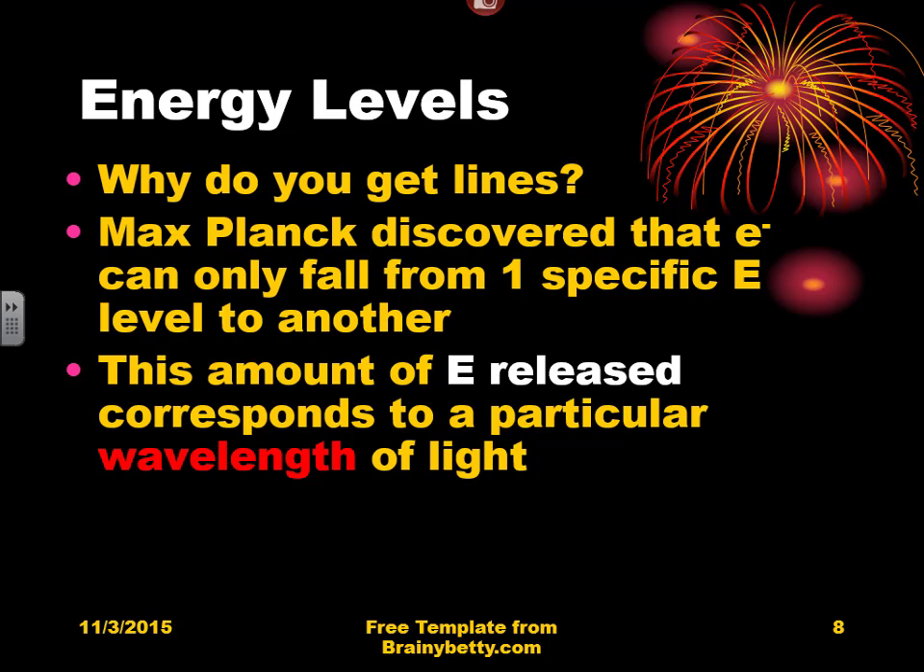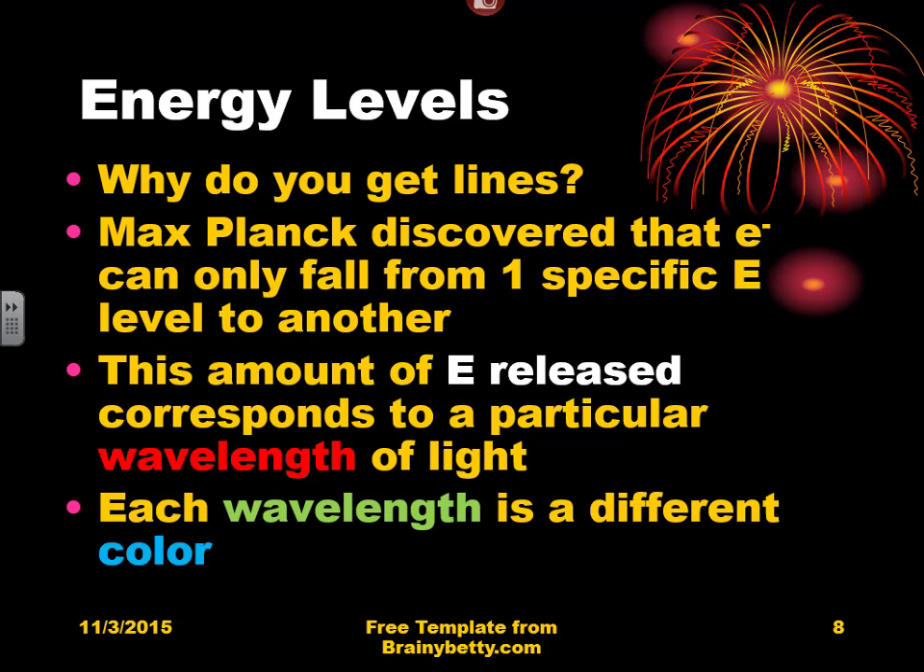We also know that wavelength corresponds to frequency. Those two things are related. And every wavelength with its corresponding frequency has a different color. Different colors of light have different wavelengths and different frequencies. So the amount of energy that's released, whether it's a big jump or a little jump, corresponds to a color with a frequency and a wavelength. So because there are specific jumps, you get specific colors.